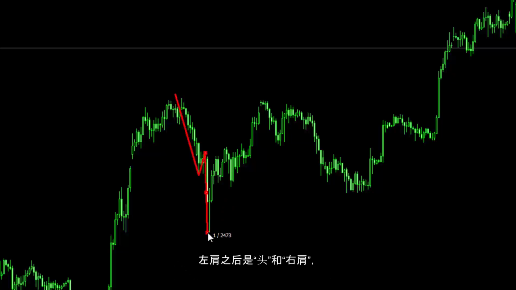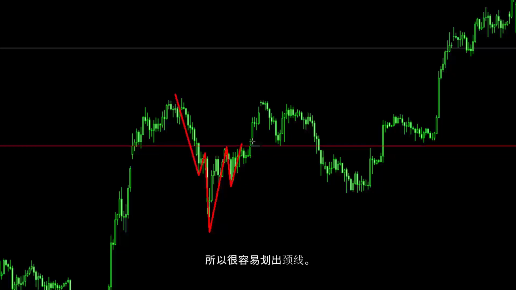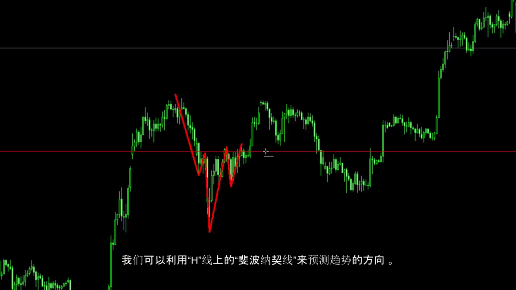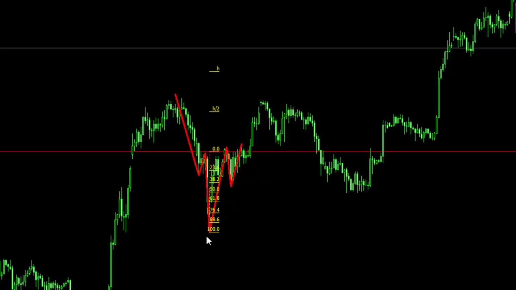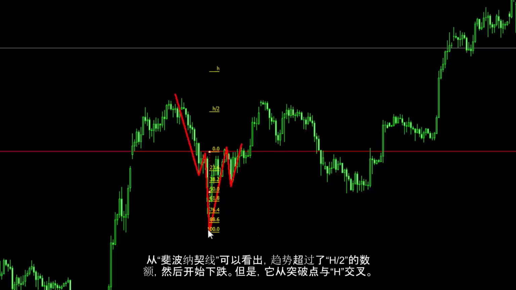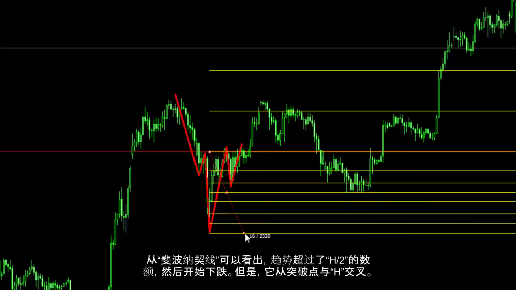Left shoulder is followed by head and right shoulder. So neckline can be drawn easily. Trend movement can be predicted by using a Fibonacci pattern on the H-line. Fibonacci shows that trend passed the H2 amount followed by a decline. However, it crossed the H amount from the breakout point.